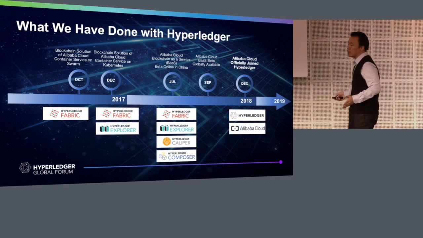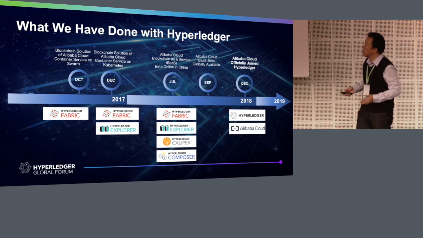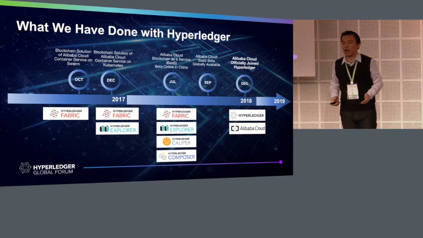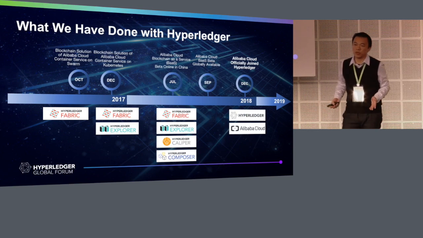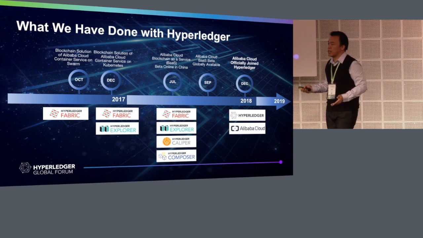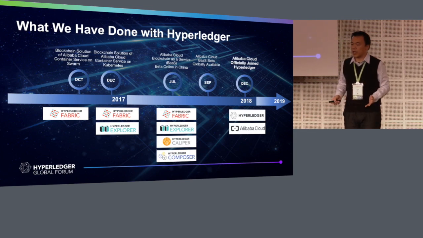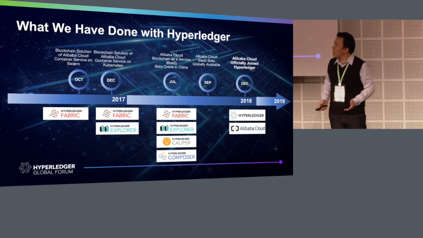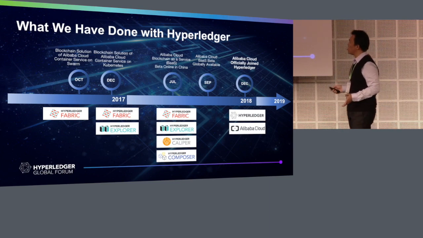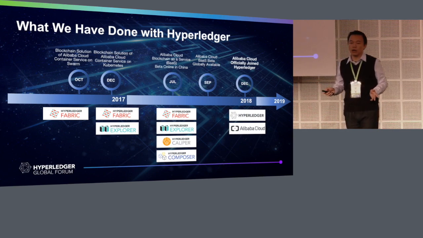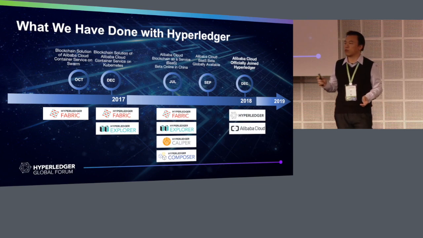So what have we done in the past 2 years with Hyperledger? Early in 2017, in October, we released the first blockchain solution of Alibaba Cloud Container Service. In that solution, we provide one-click deployment for a distributed Fabric network to reduce hours or days of effort to just several minutes. In December last year, we upgraded to support Kubernetes and also incorporated Explorer. And in July this year, we launched Blockchain as a Service in China. We are also globally the first blockchain product which combines Intel SGX technology with Hyperledger Fabric.